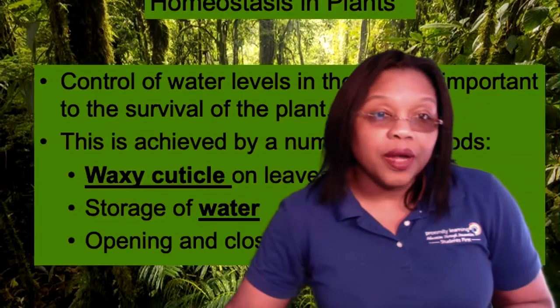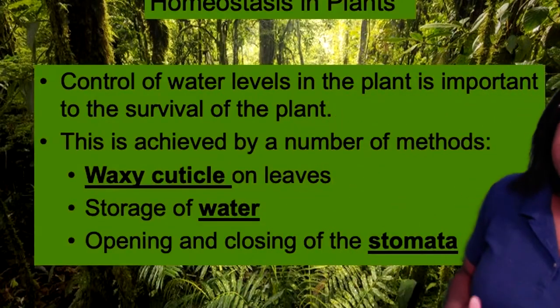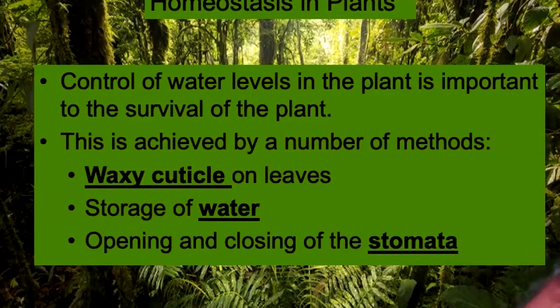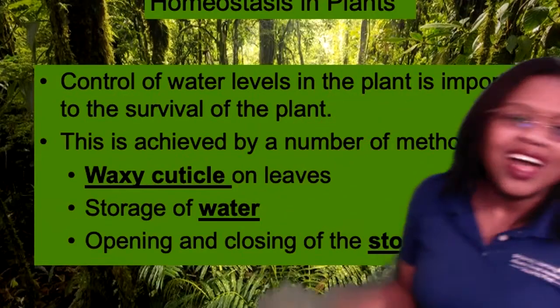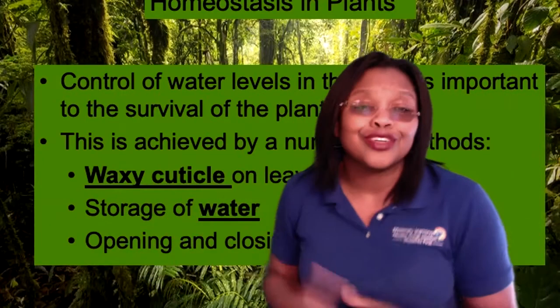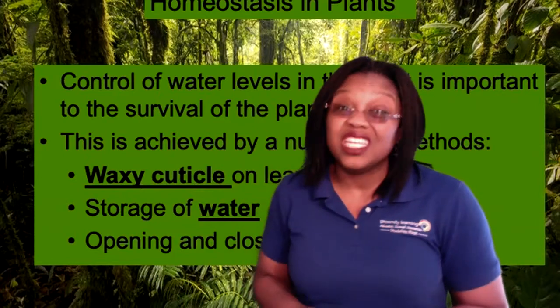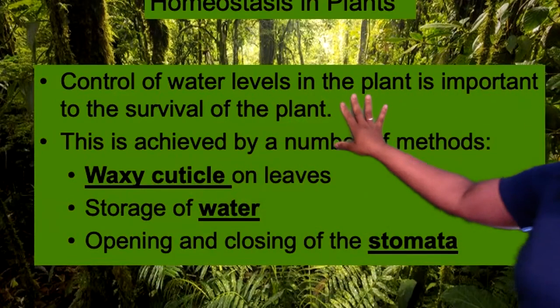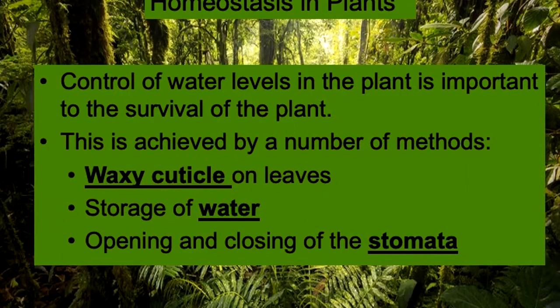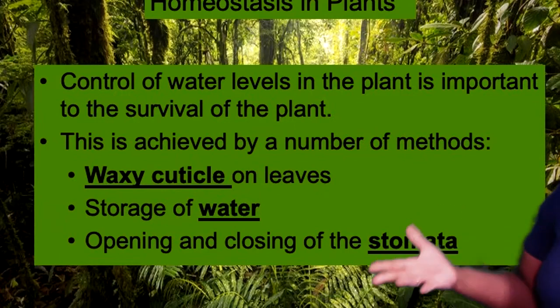When we talk about homeostasis in plants, the biggest concern is water levels. Obviously, there are other things that are concerned, but water levels are a really key one. So we've got to have good homeostasis, or a good balance, for the survival of the plant. Now, how do we do that?